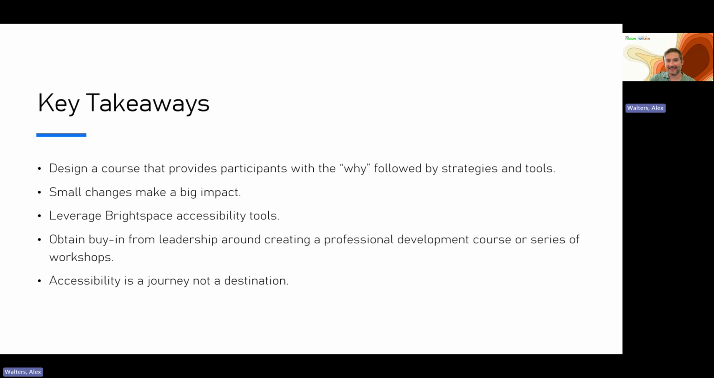And finally, and I say this a lot when I talk about accessibility, remember that it's a journey, not a destination. The goal is progress, not perfection. As long as we're considering how to make our content more accessible, how to make it more equitable to learners, then we really are doing great work in this area.